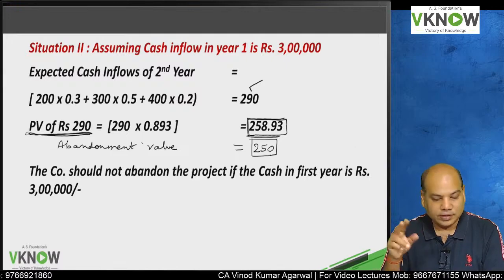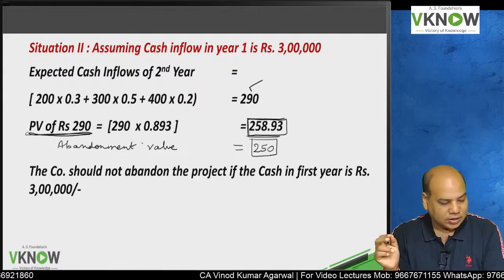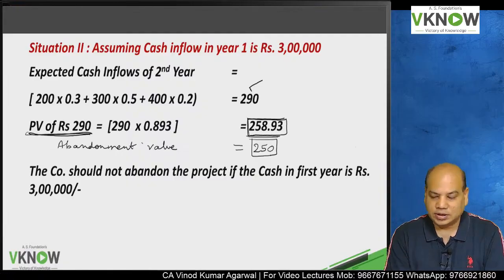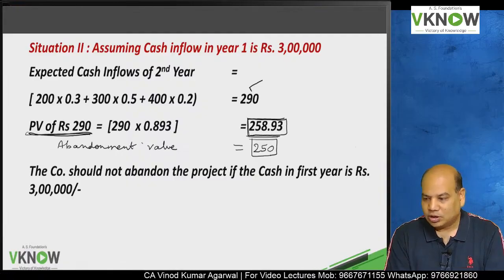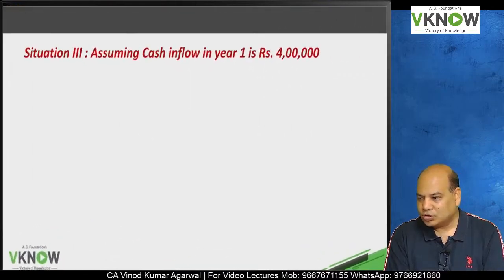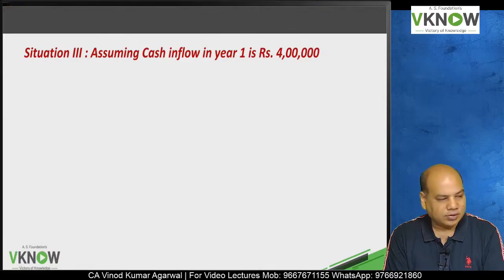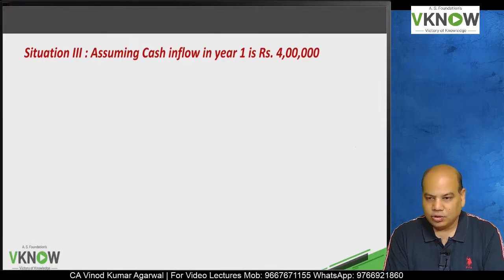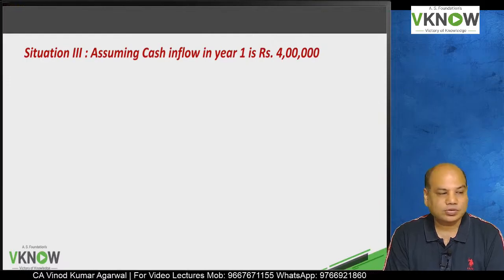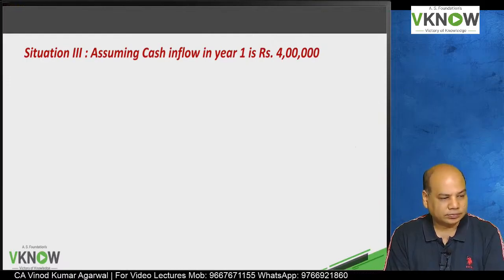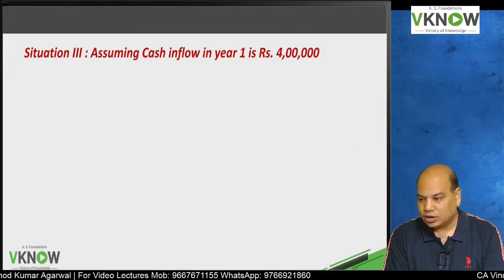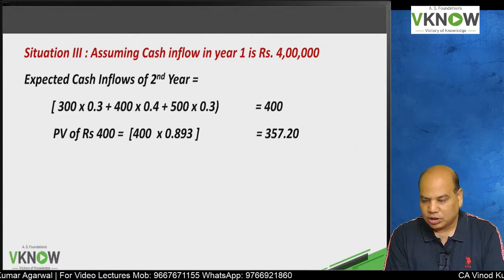Now same thing we'll try for third case. Suppose you get 400 in the first year. Would you abandon or continue? Write down situation 3. Assuming cash inflow in year 1 is rupees 4 lakh.